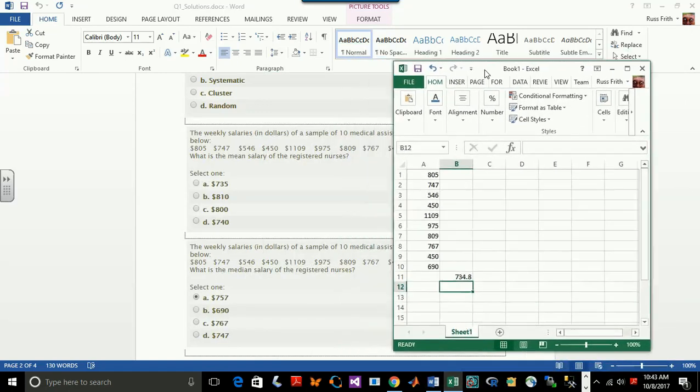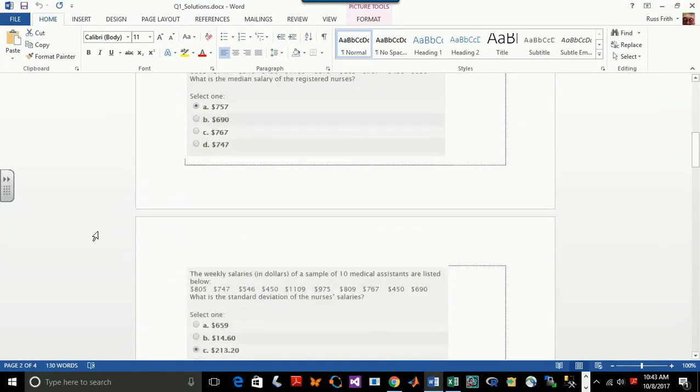The next question was, what is the median? So you can use the Excel median function. Again, select the input range for median. And that's 757. So choice A for that.